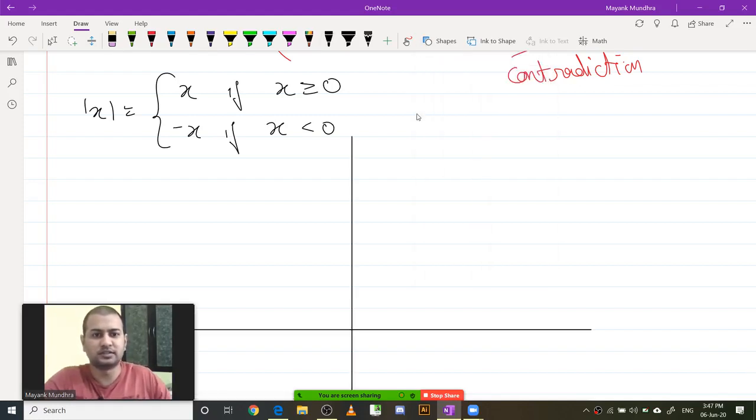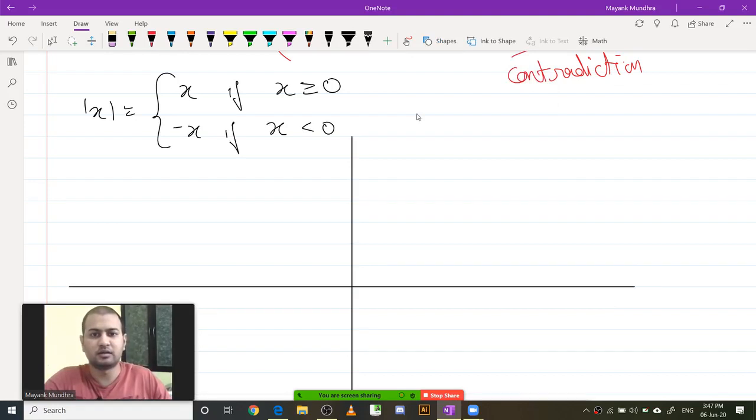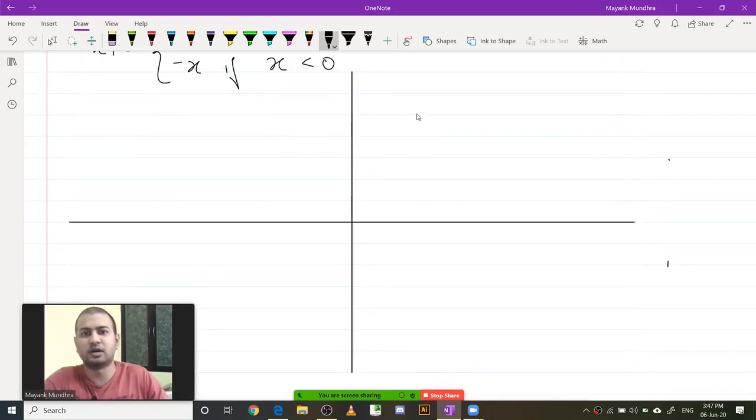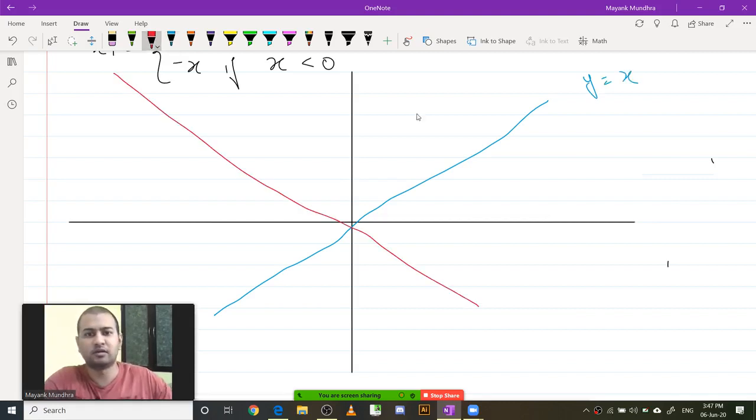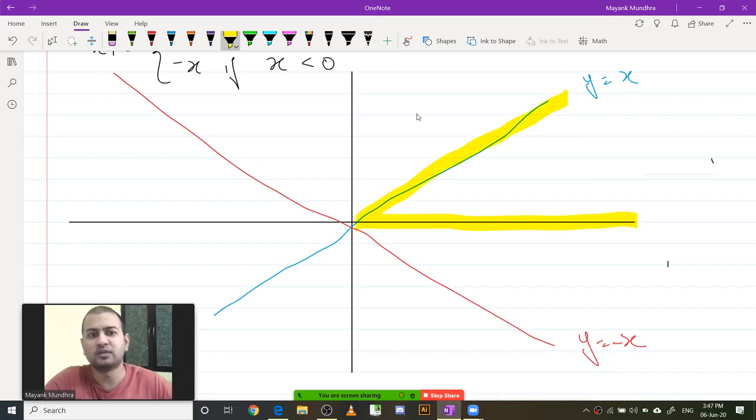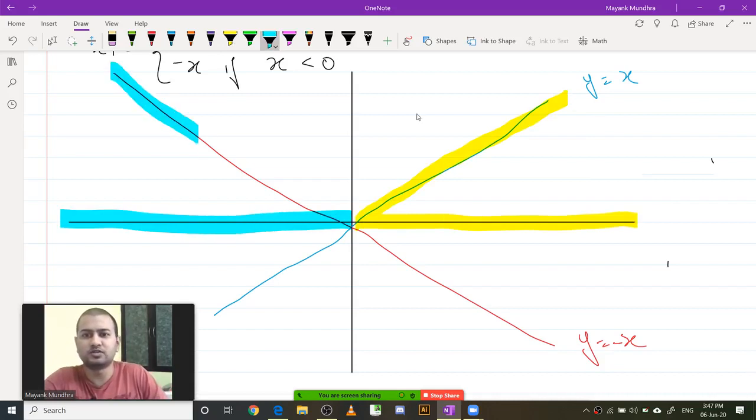So suppose I want to draw the graph of this thing. So let's say this is my graph. Now this is the graph of positive x, this is the graph of y equals x, and this is the graph of y equals minus x. Okay, so these are the graphs. So when x is positive, it reports y equals x, and when x is negative, it reports y equals minus x. So the overall graph will look like this.